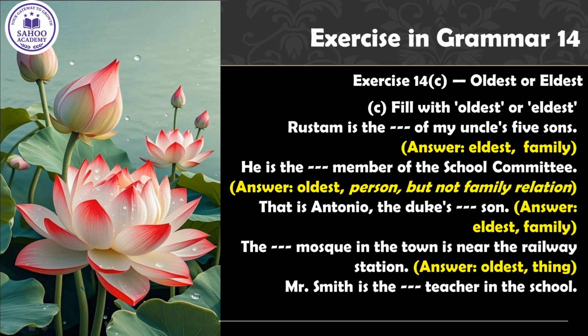Now, sentence 5. Mr. Smith is the dash teacher in the school. Yes, the answer is oldest. Why? Because Mr. Smith is a person, not a family relation. So the correct word is oldest. The correct sentence will be: Mr. Smith is the oldest teacher in the school.